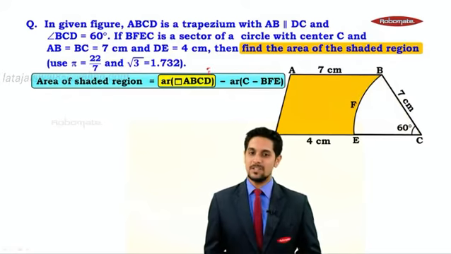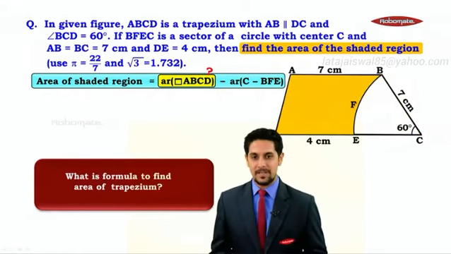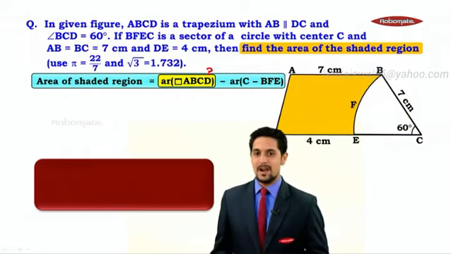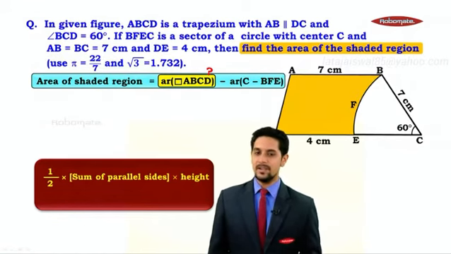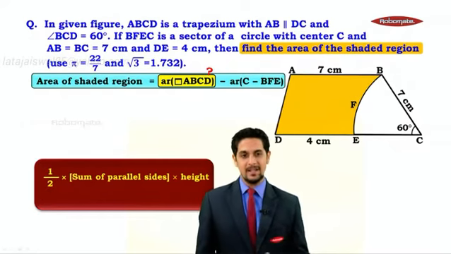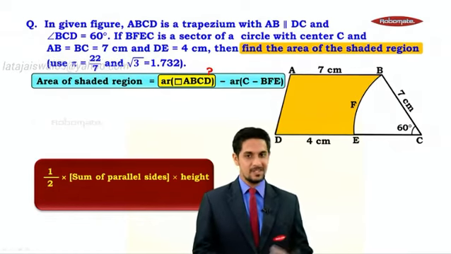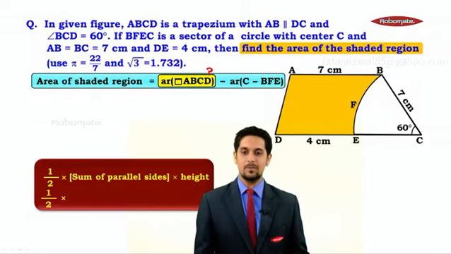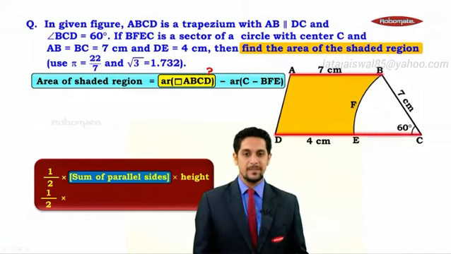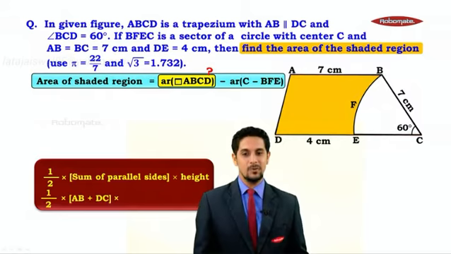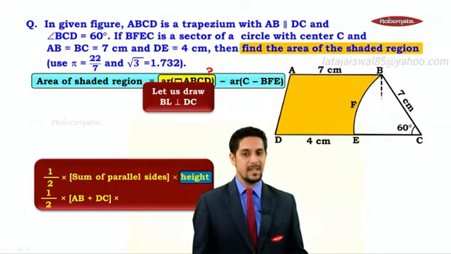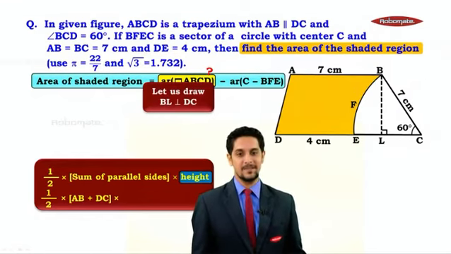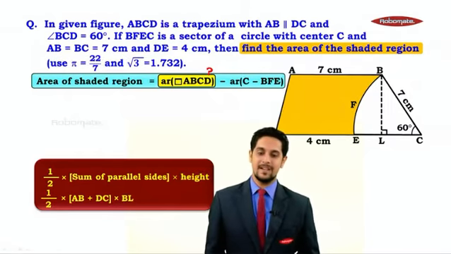Now students, tell me what is the formula to find the area of a trapezium? Yes, it is equal to half into sum of parallel sides into height. Now here the parallel sides are AB and DC. So we have the area of this trapezium as 1 upon 2 into AB plus DC into the height. As the height is not mentioned, let us construct it. For that, we are going to drop a perpendicular, that is BL perpendicular to DC. So here BL becomes the height.